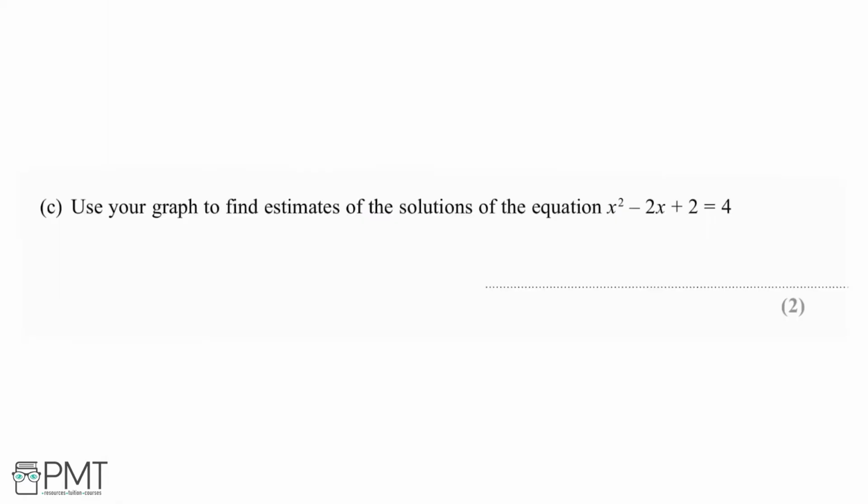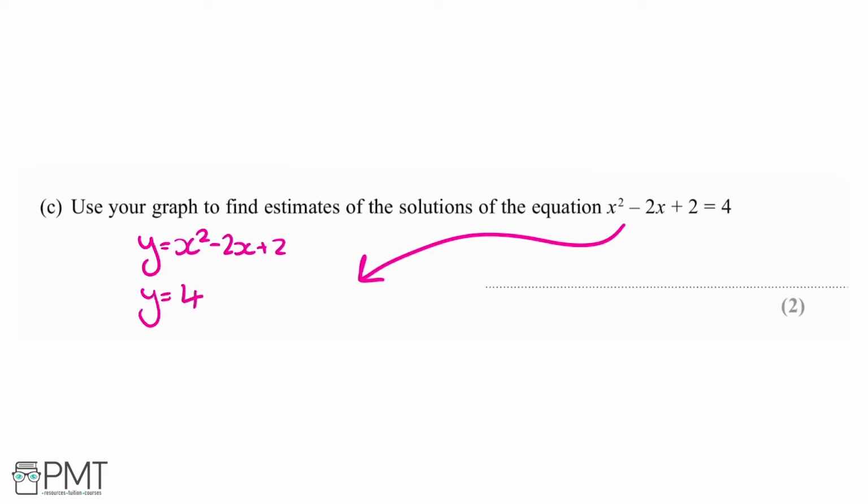And the final part says use your graph to find estimates to the solutions of the equation x squared minus 2x plus 2 equals 4. Okay, so from this, we can split that up to say, okay, we've got y equals x squared minus 2x plus 2, and y equals 4. So our solutions, when we equate these, essentially, so saying x squared minus 2x plus 2 equals 4. So now we've got the graph of this plotted, so now I'm going to plot this.